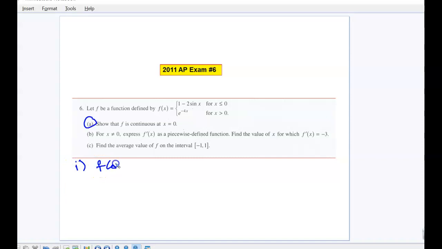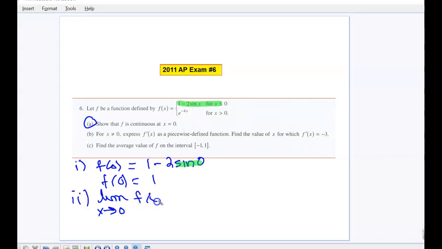So first of all, figure out f of 0. Again, I'm using this part of the function. So it's going to be 1 minus 2 times the sine of 0. Again, knowing your unit circle, the sine of 0 is 0. So f of 0 is equal to 1. So now I have to figure out the limit as x approaches 0 of f of x. So again, I would have to do the limit as x approaches 0 from the left, the limit as x approaches 0 from the right.